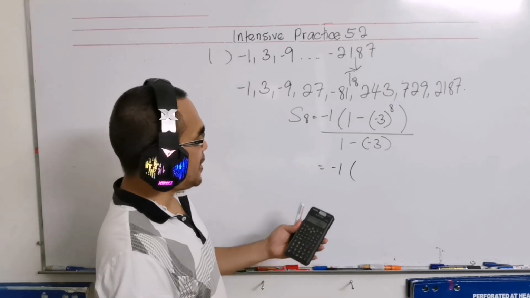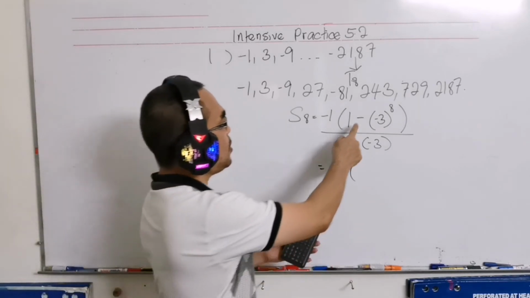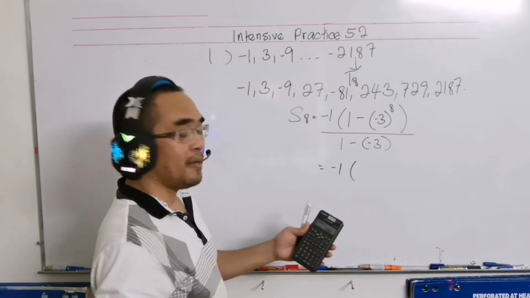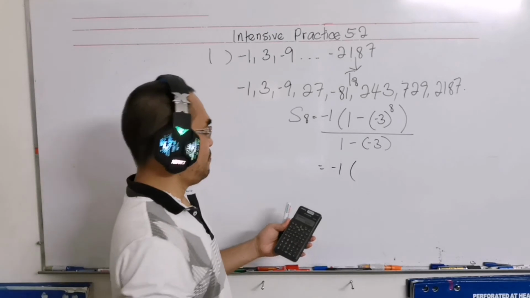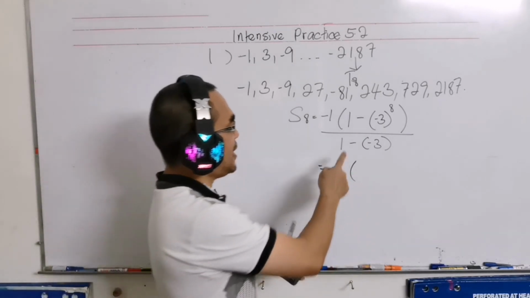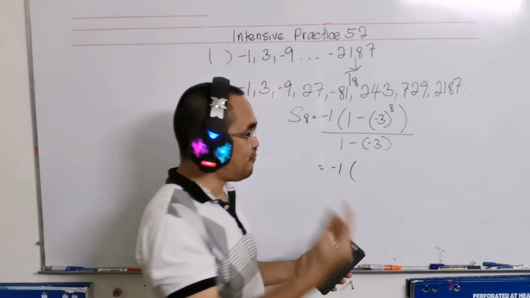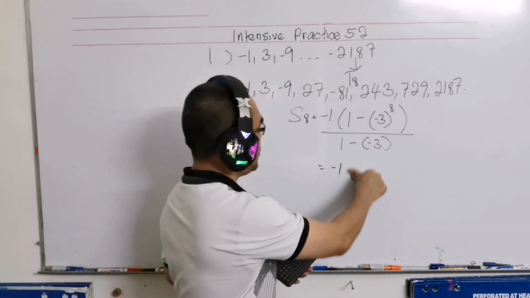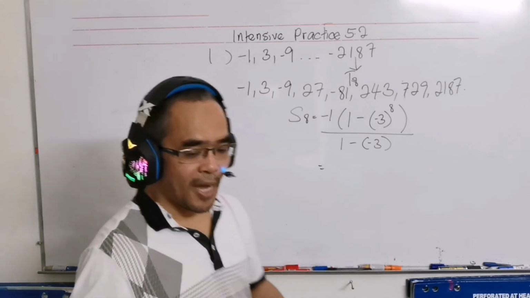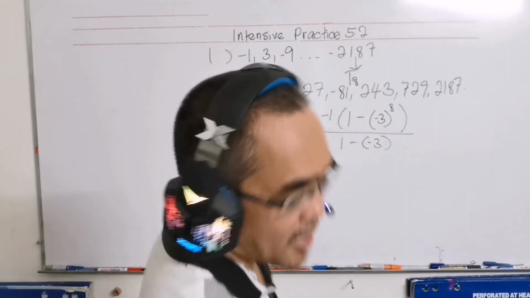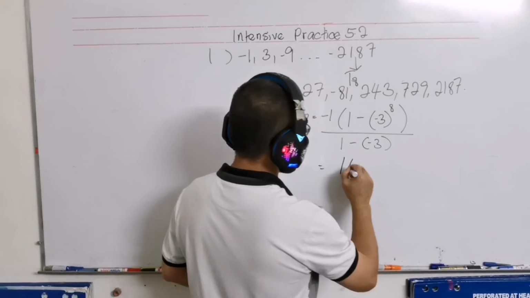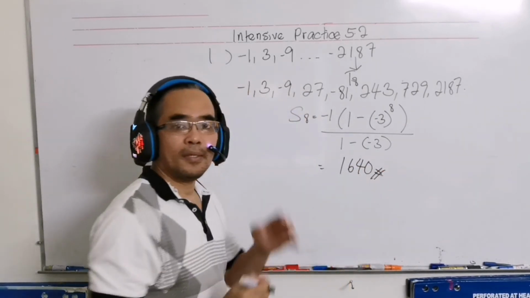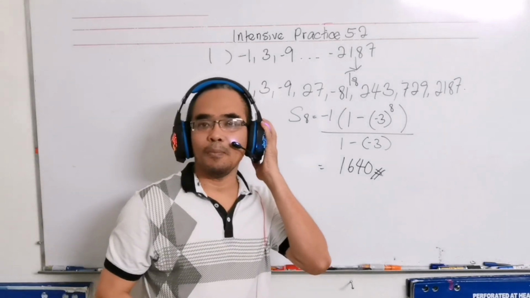Then I will get negative 6560. I have to multiply by negative 1, so it changes to positive 6560. And then 1 minus 3 will be 4. So divide by 4. So the answer is 1640. Okay, that's all for question number 1A.